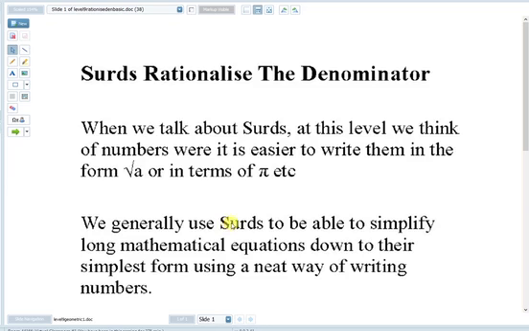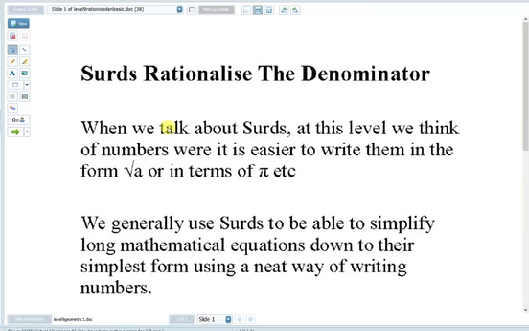Hello, and today we're going to talk about rationalising the denominator in surds. So when we talk about surds at this level, we think of numbers where it is easier to write them in the form square root of a, etc., or in terms of pi.